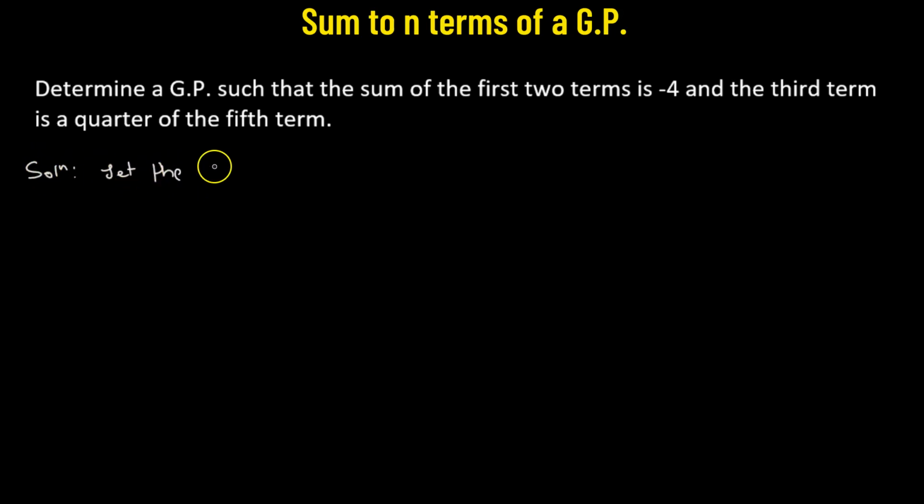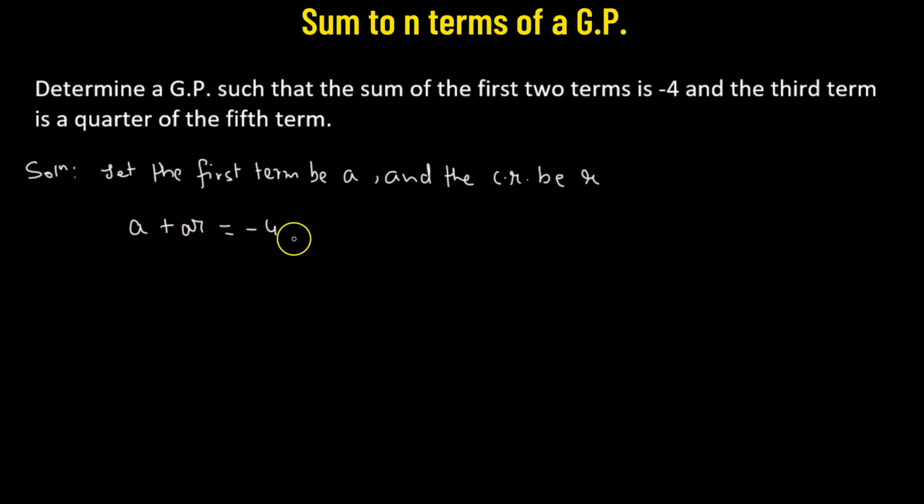So let the first term be represented by the lowercase letter A, and the common ratio is also going to be represented by a lowercase letter. So let it be R. Now it's given here that the sum of the first term, which is A, and the second term, which will be A times R, is equal to -4. And the next condition is that the third term, A3, is equal to a quarter of the fifth term. Or in other words, we can write A5, the fifth term, is equal to 4 times the third term.